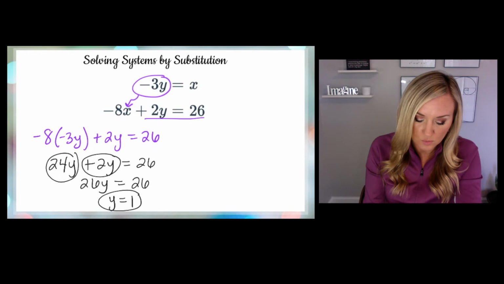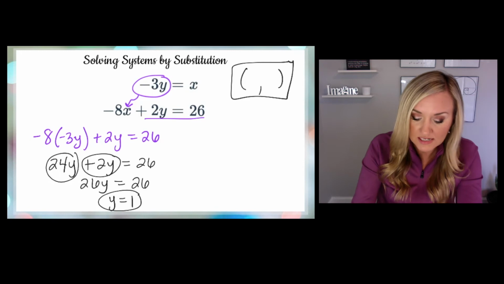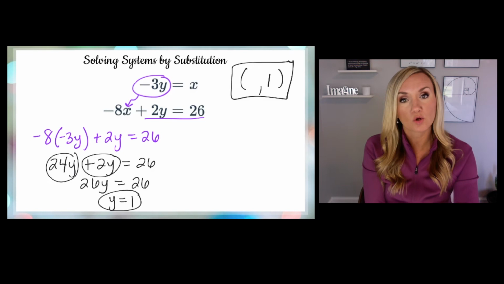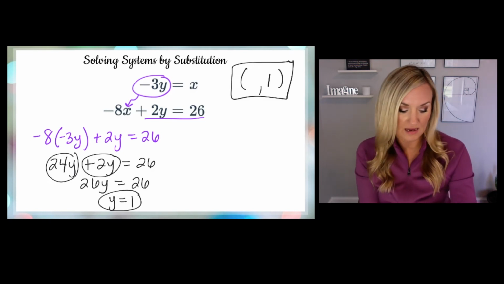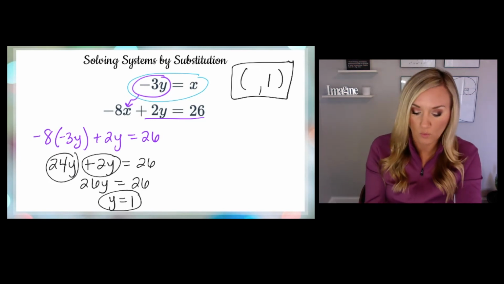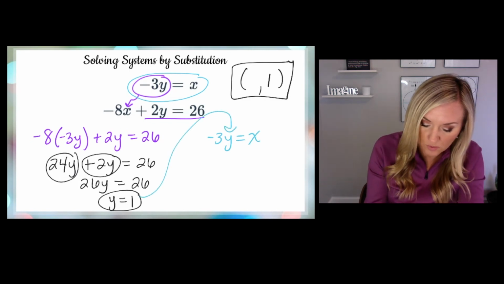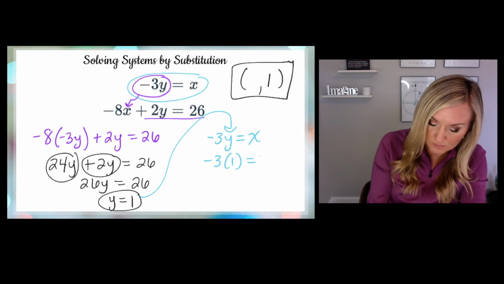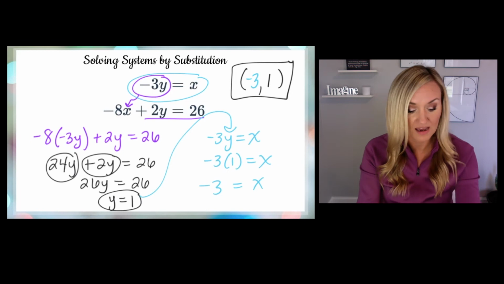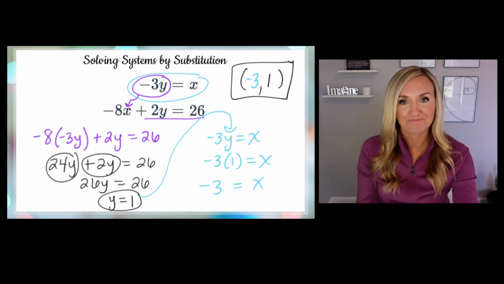So y is 1. That's only half of our solution because remember our solution is a point on the graph. And this time we don't have the x first, we have the y. So I'm going to make sure that I put the 1 in the correct spot. All right, I think that this equation looks simpler to plug in the 1. So I'm going to rewrite it. -3y equals x. And I'm going to plug that 1 in for y. So -3 times 1 equals x. So x is -3. And I have now found the solution. And it is the point -3, 1.